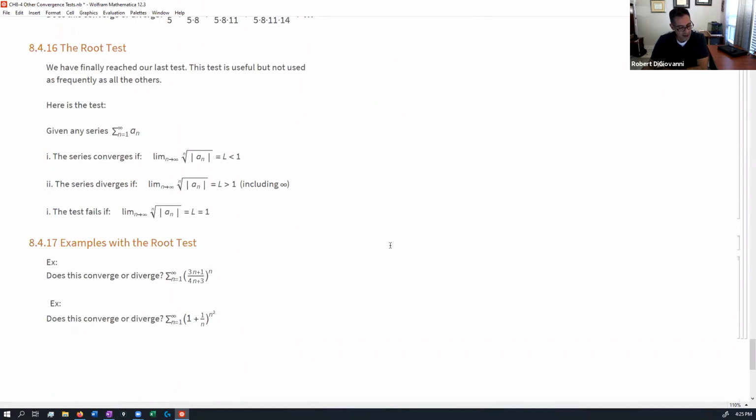We have this last test. Okay, the ratio test is the big one. The root test here is the last test in this section. It's not used very often, but we need to know about it.